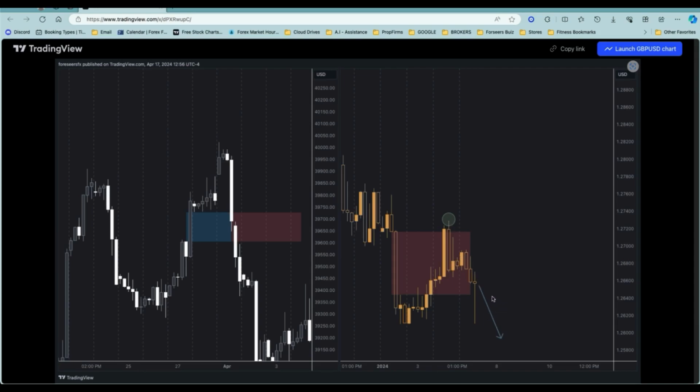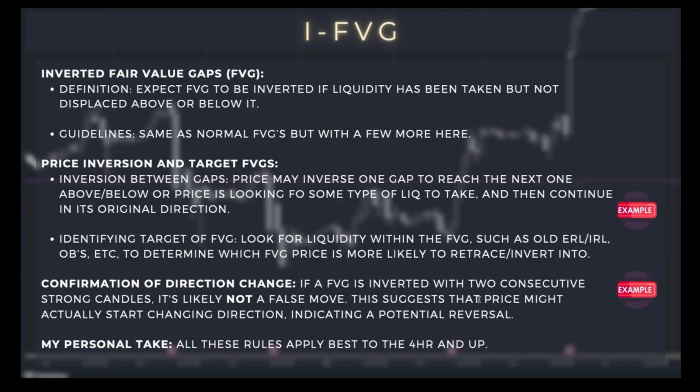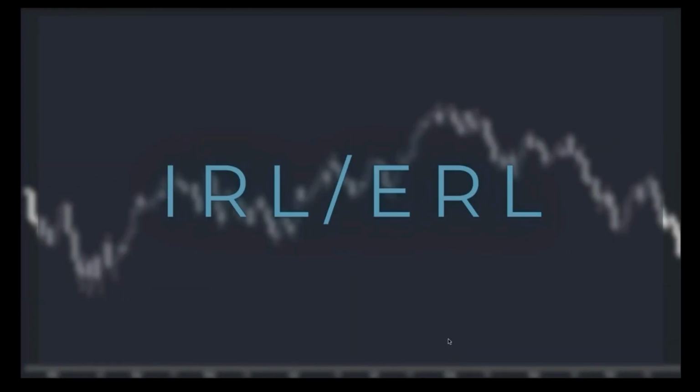This is why I say I don't always consider a fair value gap to be invalidated just because it crosses over that 50% mark of it. Sometimes it does invalidate it, sometimes it doesn't, but you need to add more context to the market to sort of assure yourself of what you're thinking. All right. And again, these rules apply best to the 4-hour and up, but you can use them on whatever time frame you want. This is just my opinion. Now we are going to talk about internal range liquidity and external range liquidity.